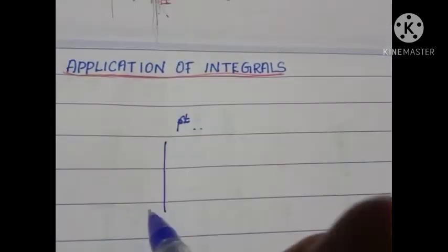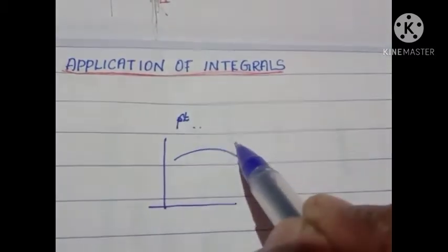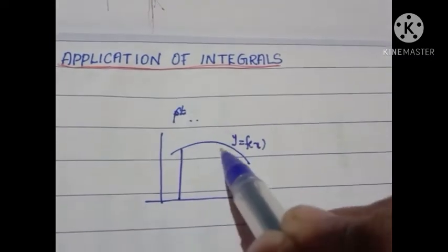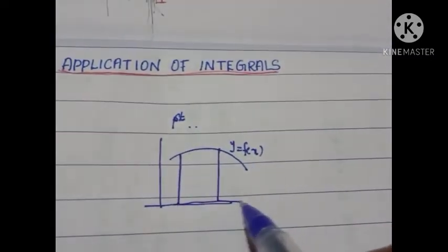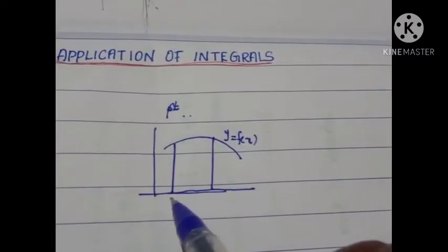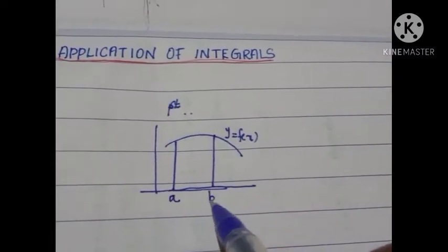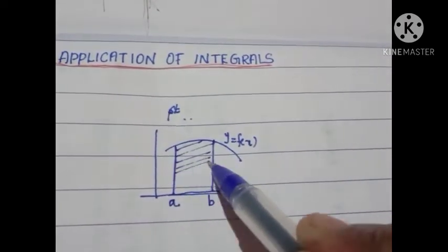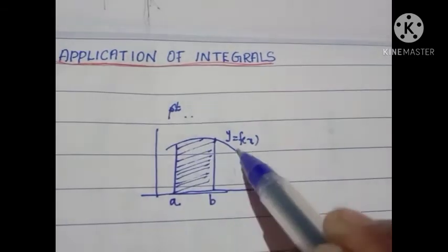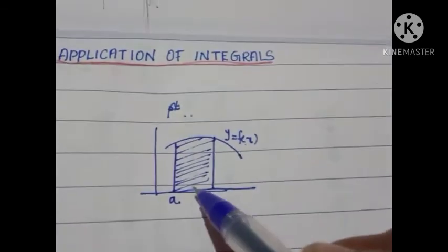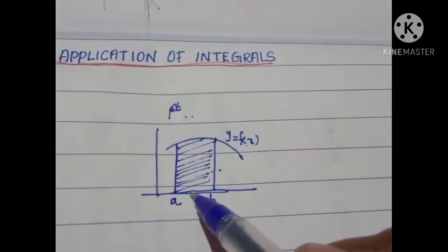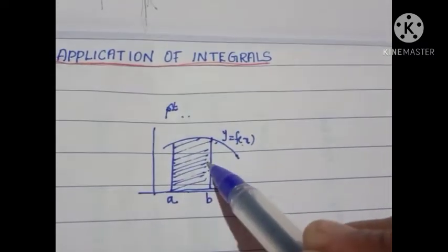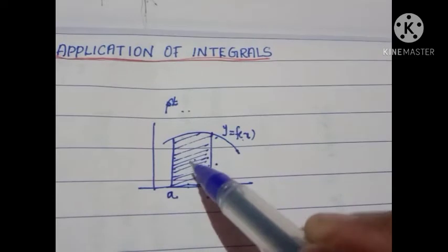Suppose we have a curve in the xy plane, y equal to f of x, and we draw two vertical lines from this curve to the positive x-axis, and these lines meet the x-axis at two different points A and B. So this region is the region under the curve y equal to f of x, in between these two lines and above the x-axis.